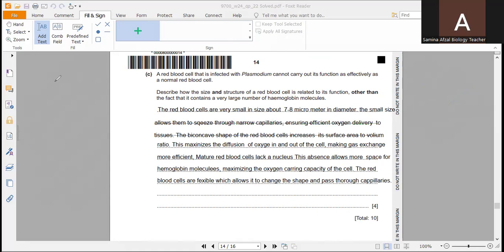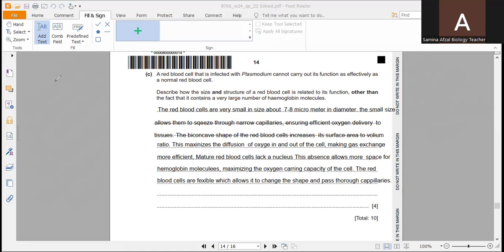A red blood cell that is infected with Plasmodium cannot carry out its function as effectively as a normal red blood cell. The red blood cells are damaged when the malarial parasites invade them, so the person becomes anemic. When the person becomes anemic, oxygen saturation also decreases in the body. Describe how the size and structure of the red blood cell is related to its function, other than the fact that it contains a very large number of hemoglobin molecules.